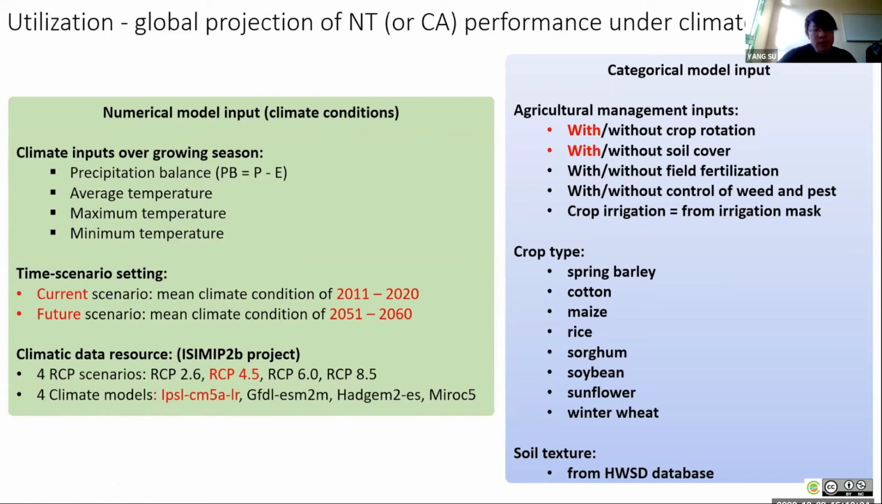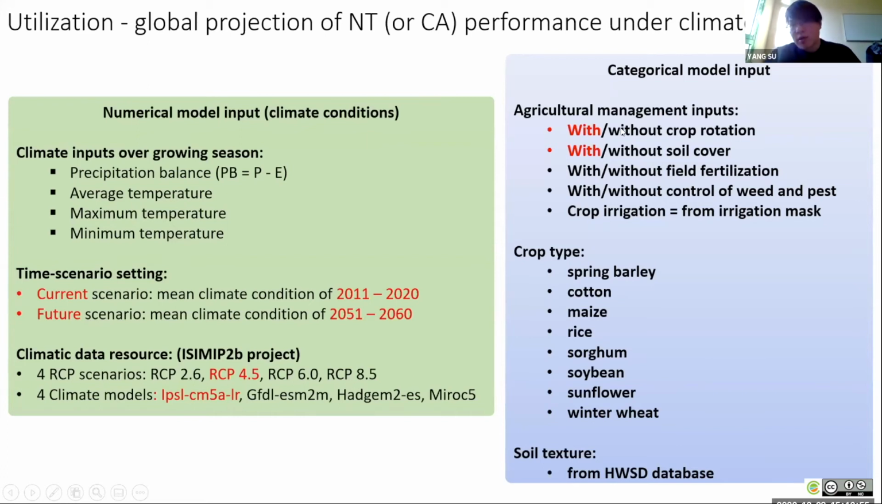The first one is the current scenario. We set it as a mean climate condition of 2011 to 2020. And the future scenario is the mean climate condition of 2050 to 2060. And all the data resource is from SMIP2B project. And the result you will see here is the result from RCP 4.5 scenario and from IPSL and 5A LR kind of model.